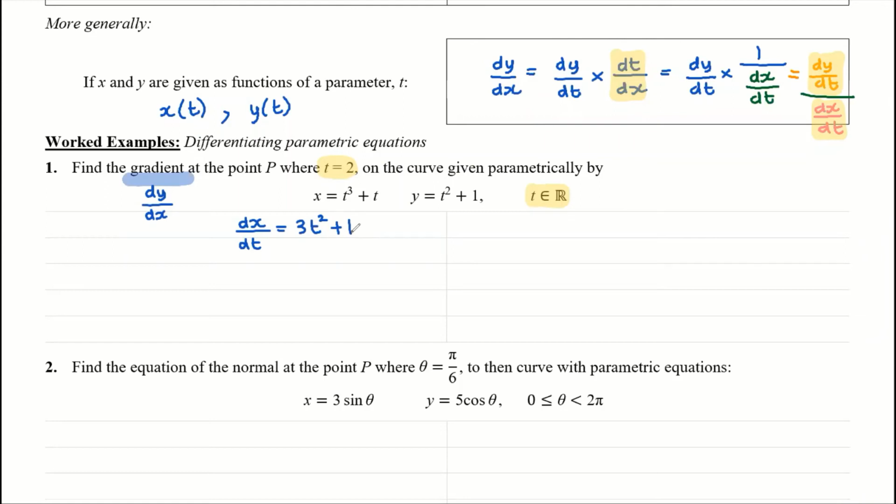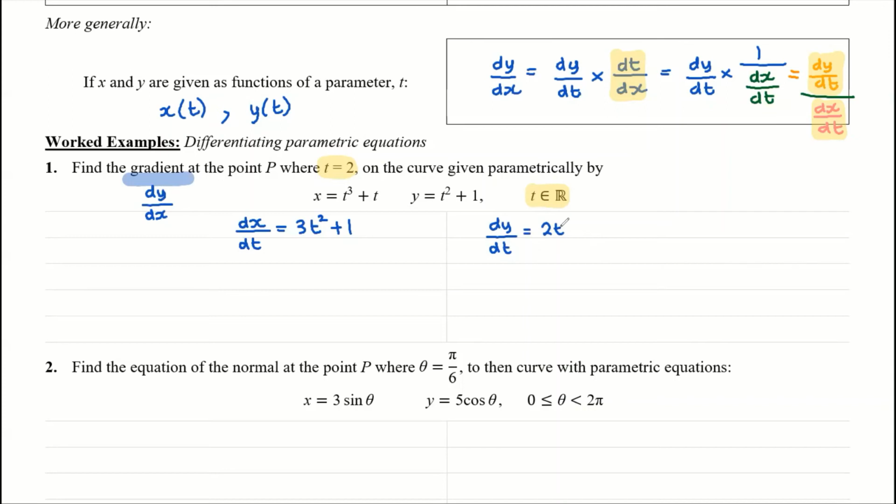Okay, and then we've got dy by dt. I'll do that over here, which is equal to 2t. And then the plus 1 will go. So there we have it. Now, it says find the gradient at the point P, where t equals 2.